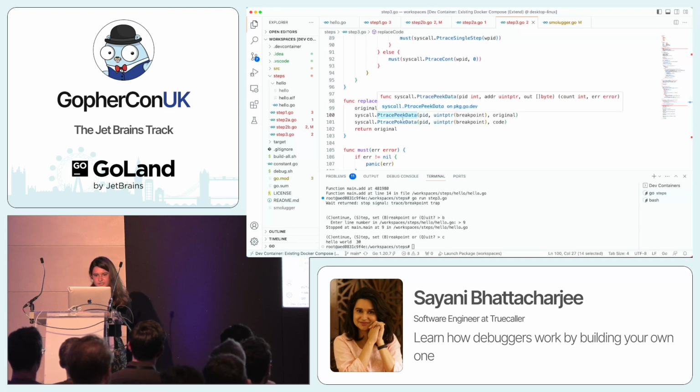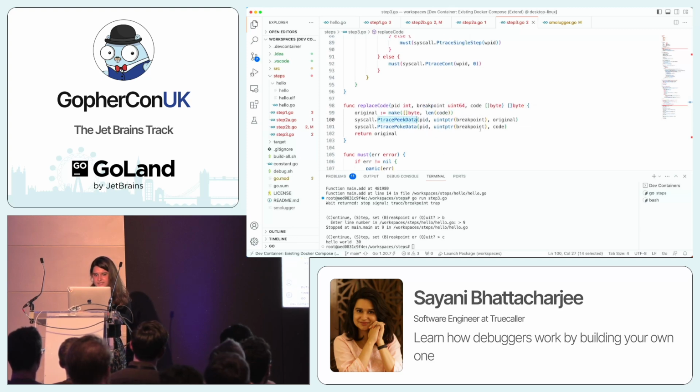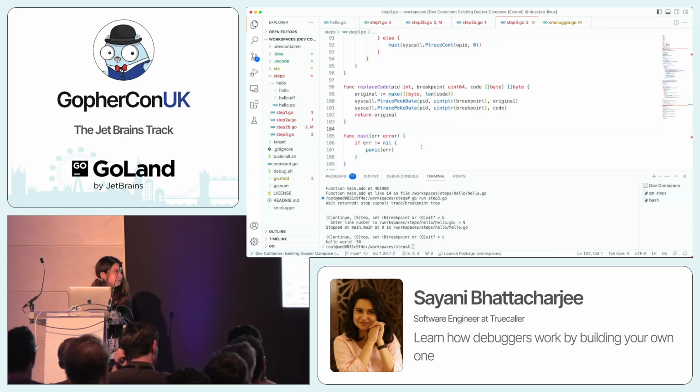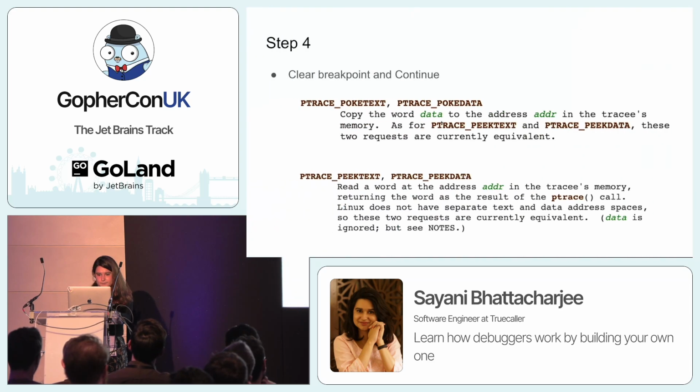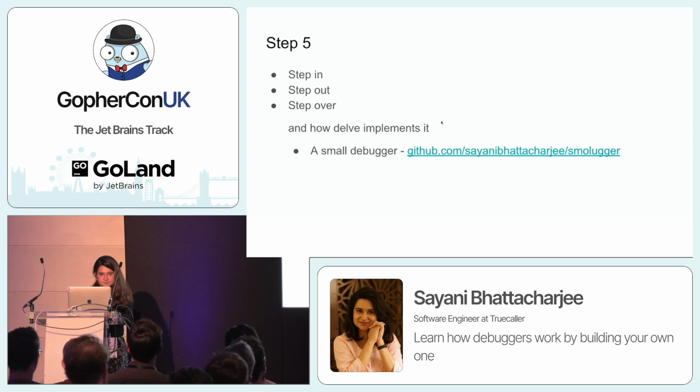So when you do a peek data on it, you're actually storing the original data so that you can remove it later, okay? And then you modify and insert a breakpoint, and then you restore the original whenever you would want to remove your breakpoint. So this is a sample way in which you can achieve inserting a breakpoint and removing a breakpoint. Okay.